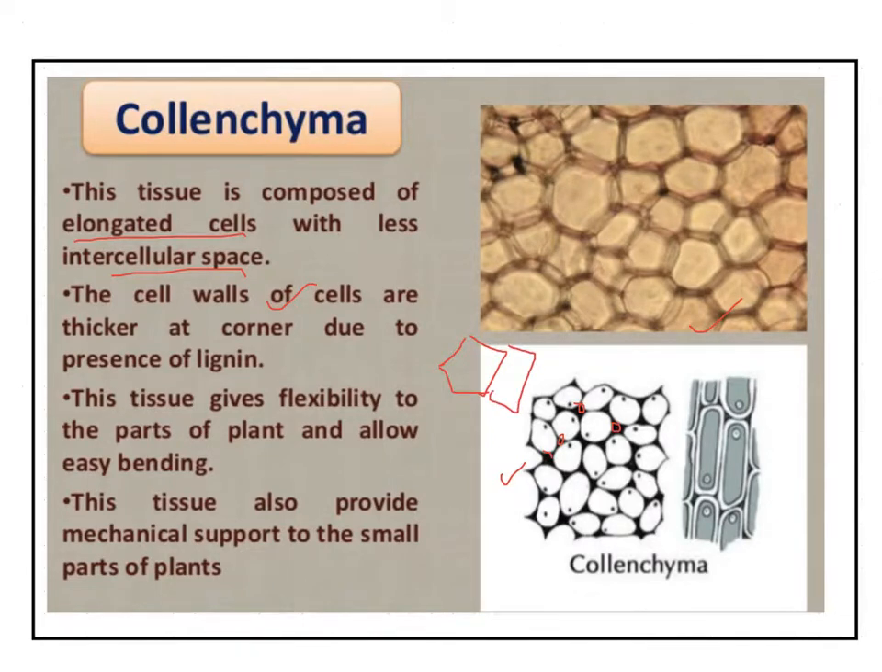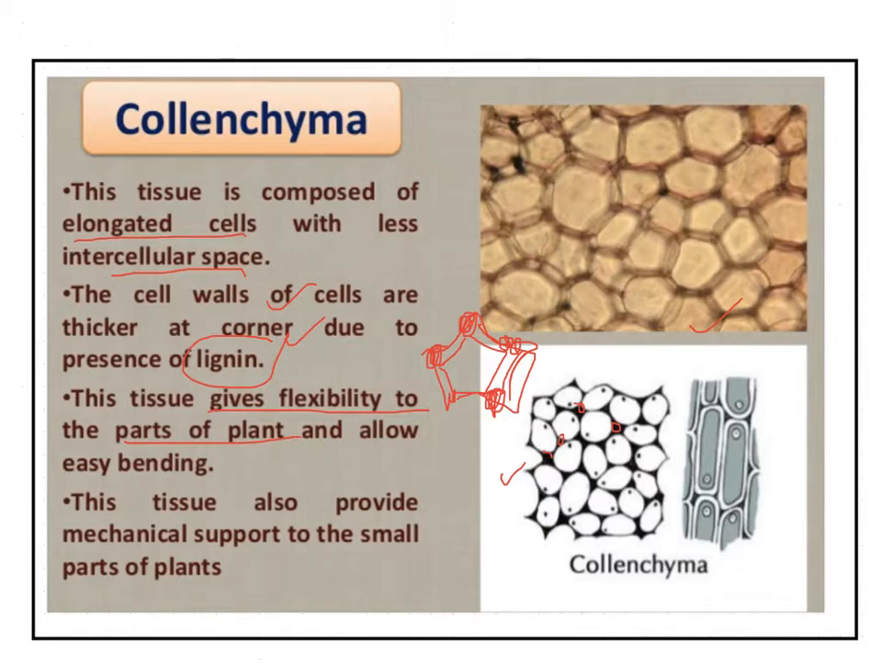तो जो इनके corners हैं यहाँ पर, they are thicker at the corners. Corner पे ये walls बहुत मोटी होती हैं. Clear? So cell wall is thick at the corners, and this is because of the lignin. इनकी जो cell wall होती है वो corners पर मोटी हो जाती है, and that is because of the lignin. So their cell wall contains lignin. Clear? And this tissue provides flexibility to the parts of the plant.